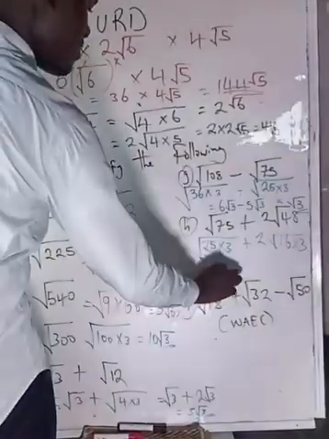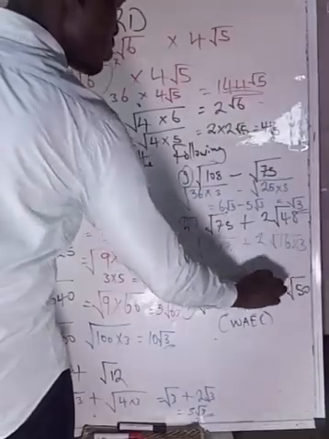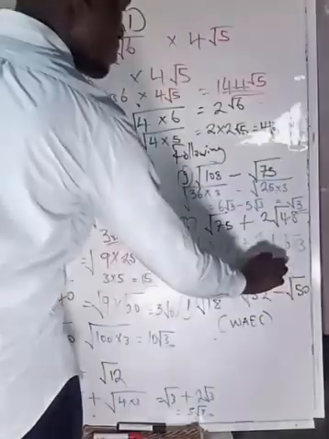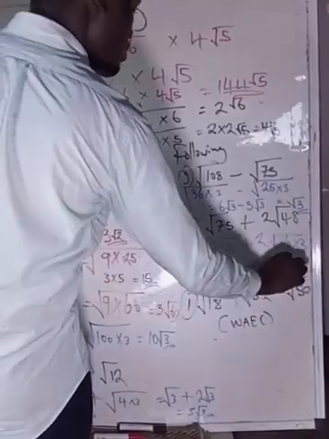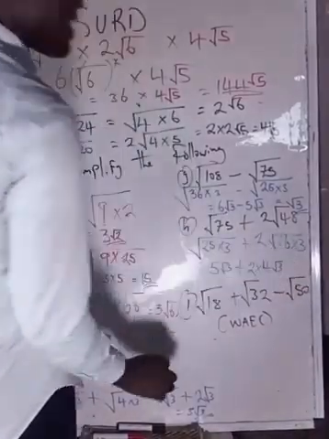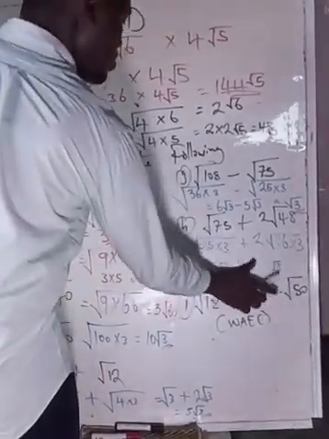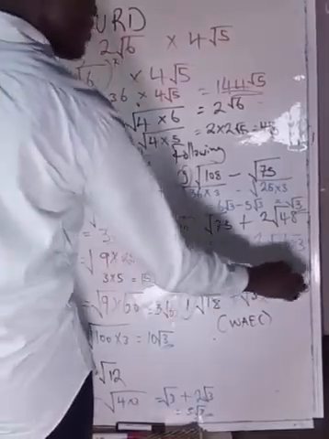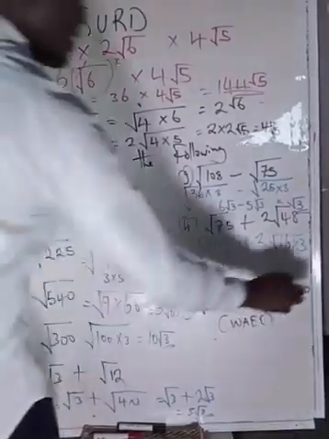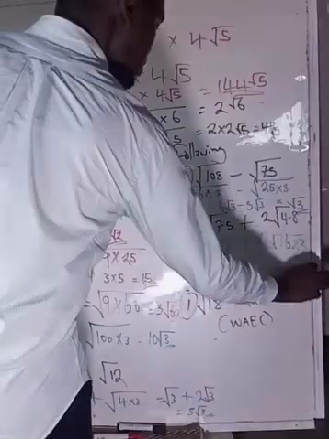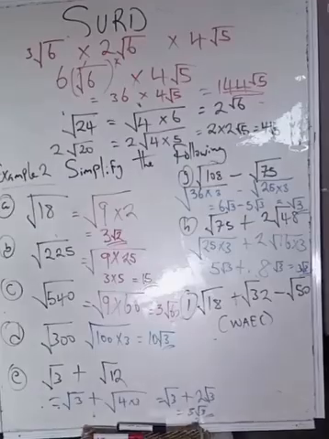The square root of 25 is 5. So this will be 5 root 3 plus 2. Square root of 16 is 4. So this will be 2 times 4 root 3. 2 times 4 is 8. Therefore, this is simply 5 root 3 plus 8 root 3. Which is equal to 5 plus 8 will give us 13. So our final answer will be 13 root 3.